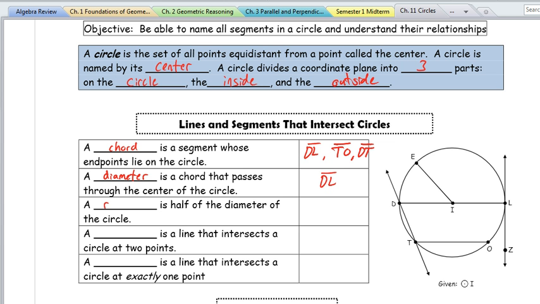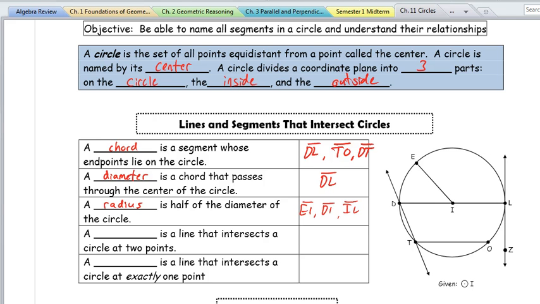Something else you might have heard of is radius and diameter. A radius is half the diameter of the circle. So for example, we could say EI is a radius. We could say DI is a radius. We could say IL is a radius. Okay, so we have all those. I don't know why I just changed the way I wrote an I on that last one. But again, all three of those are radii.